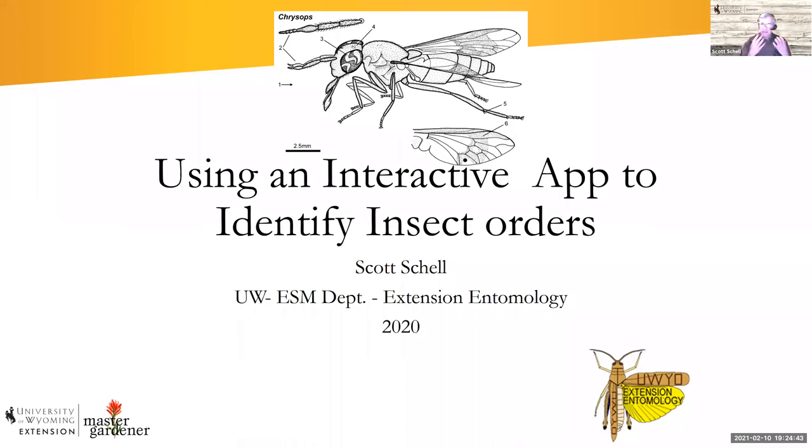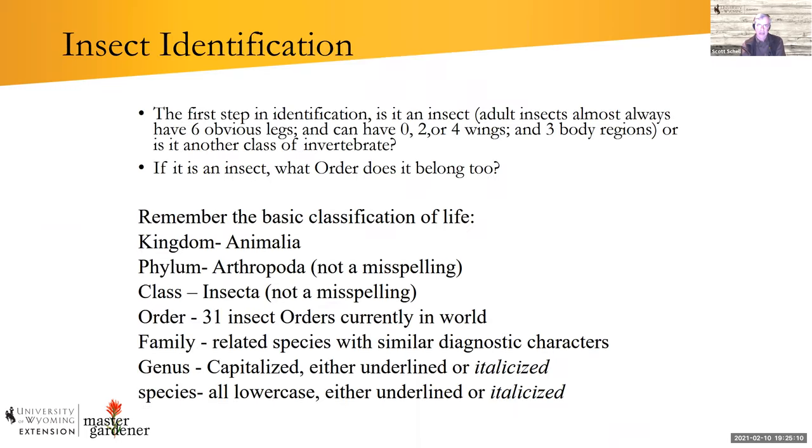rather than using a dichotomous key, there have been efforts to improve those tools for identifying unknown organisms. The interactive keys, sometimes called Lucid keys, because that was the first software company that developed the app to do that, are really a neat thing. And I think it's probably going to be the wave of the future.